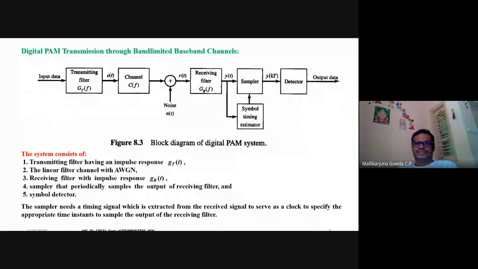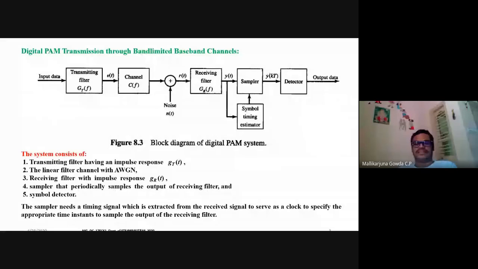Okay, so the sampler needs the timing signal. That will be extracted from this received signal only, so that acts as a clock to this sampler. That will specify the appropriate time instant to sample the output of the receiving filter. I said in case of matched filter, at t equal to T, right?